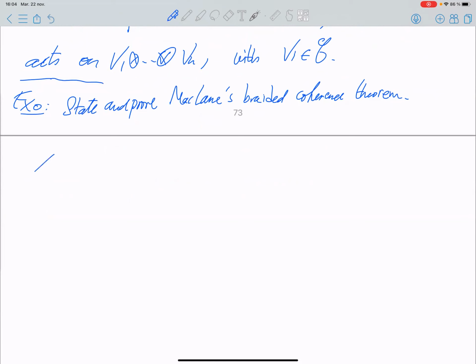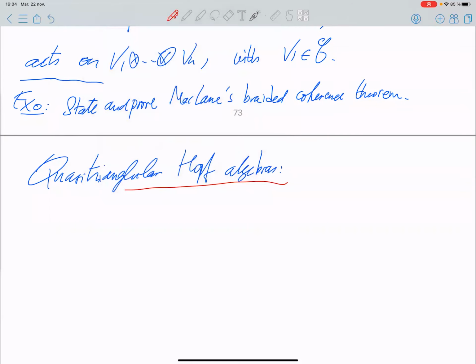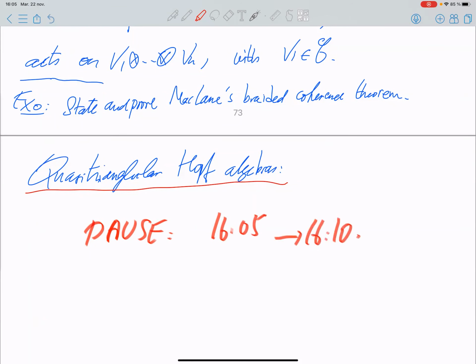So now we will start this section: braiding for Hopf algebra. And a Hopf algebra, when the category of representations is braided, will be called a quasi-triangular Hopf algebra. And we will talk about that after the pause. So pause.